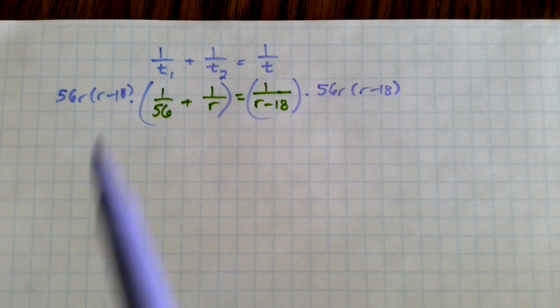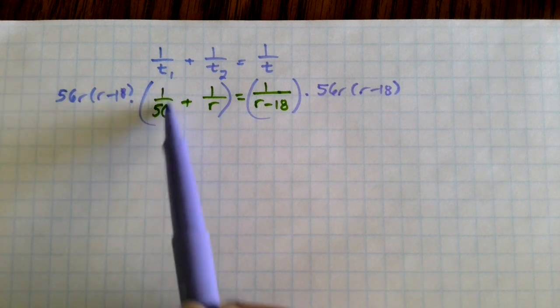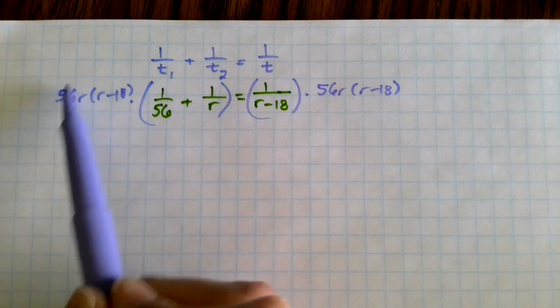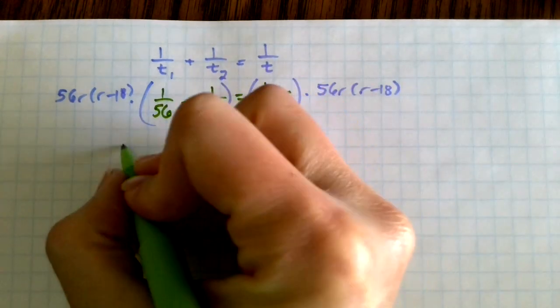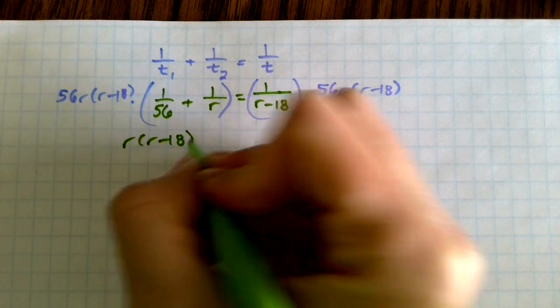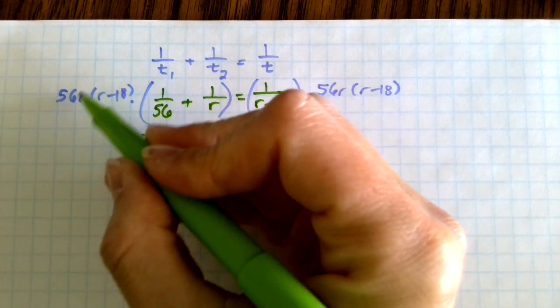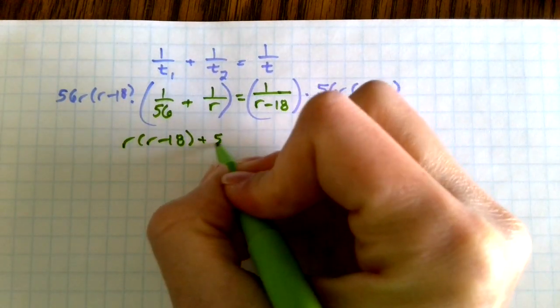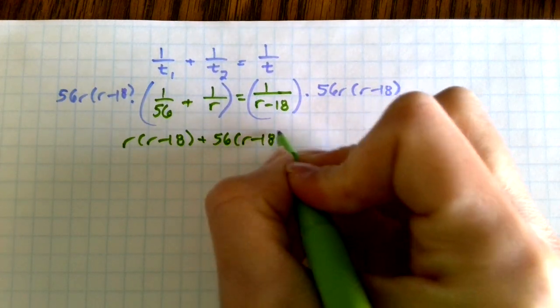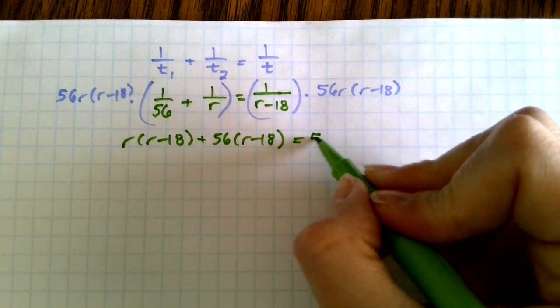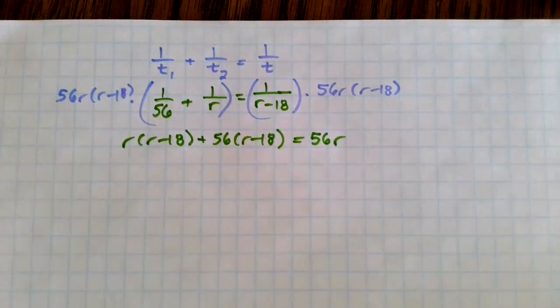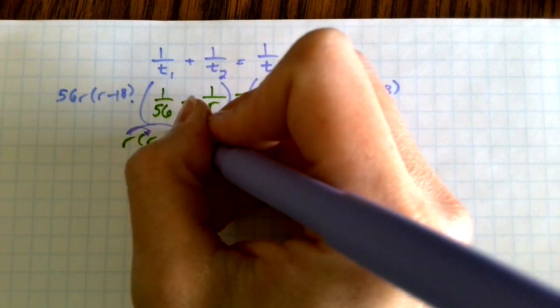Once we do this, certain parts are going to cancel out. The 1 over 56 and the 56 in the least common denominator are going to cancel out, so you're left with r times r minus 18. The 1 over r is going to cancel out with the r in this one, so you're left with just 56 multiplied by r minus 18. On the right-hand side, the r minus 18s will cancel out, and you're left with 56r. Then we just need to go through and solve this. Again, distribution, we're going to have to do twice in this question.